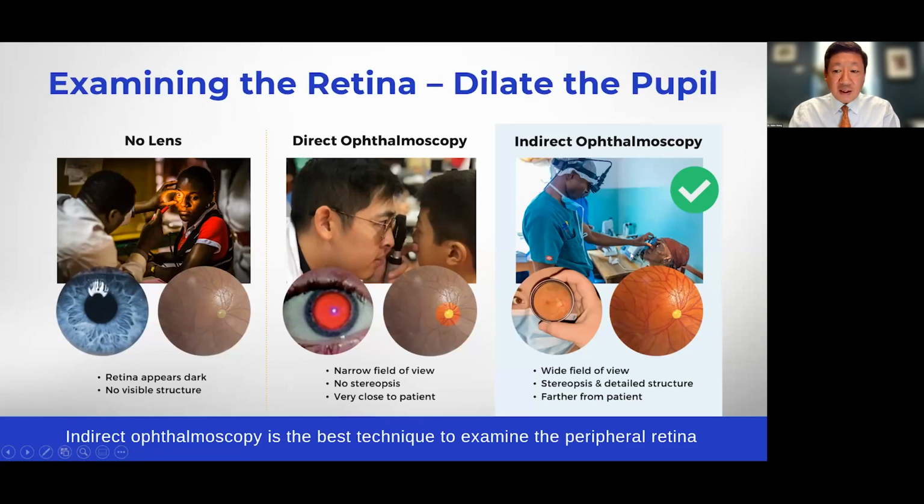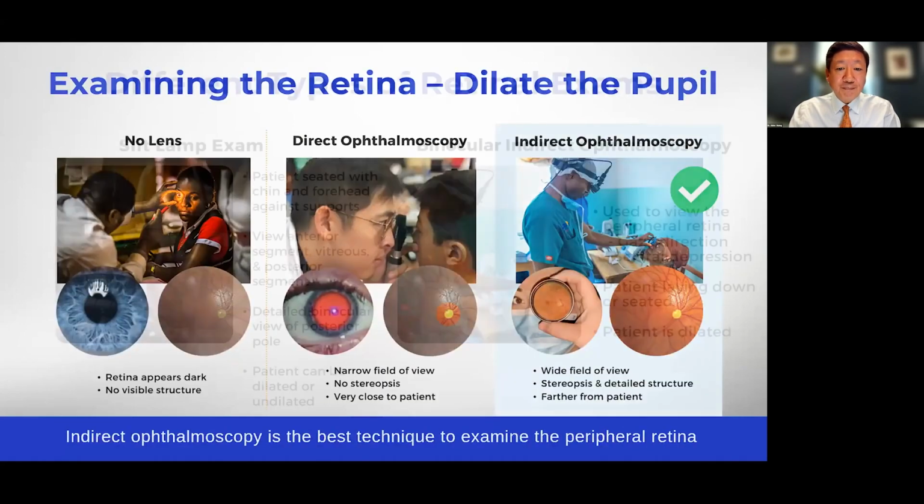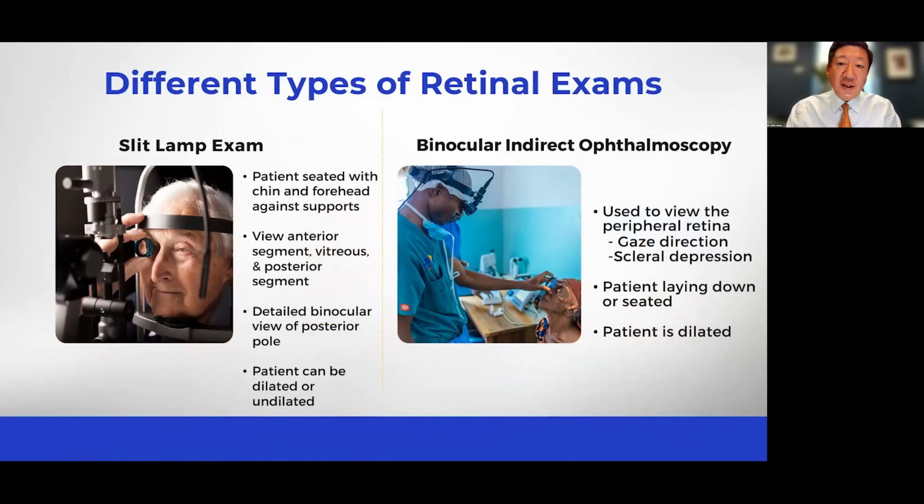Using indirect ophthalmoscopy, with the lens as previously described, we have a much, much wider field of view where the image fills the lens here, and you are at a working distance further from the patient. So indirect ophthalmoscopy is the best technique to examine the peripheral retina. It is binocular, it is stereoscopic. So for lesions that are elevated, such as a retinal detachment or a retinal tumor inside the eye, you can evaluate those more easily.